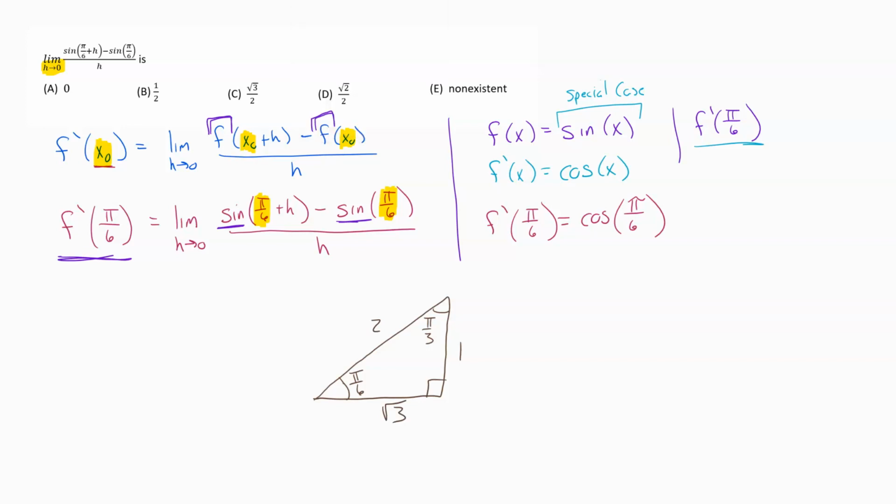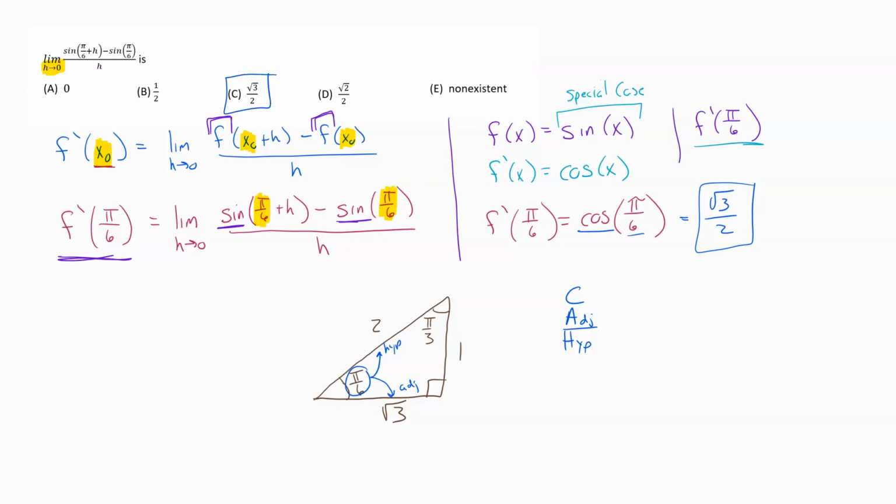We're being asked to find cosine here, so this is where your SOHCAHTOA saying comes in. We're looking at the CAH portion because we're talking about cosine. Cosine is adjacent over hypotenuse. So from our angle of pi over 6, our adjacent side is square root of 3, and the hypotenuse is 2. And so we get out of here the square root of 3 over 2 for our final answer, which would be option C.